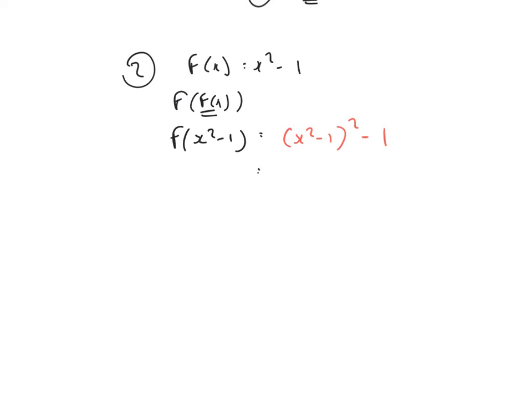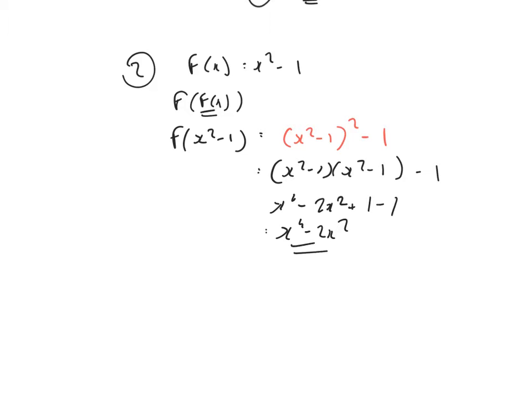Okay, and then I need to expand this out. So it's going to be (x squared minus 1) squared minus 1. So it's going to be x to the 4 minus 2x squared plus 1, minus 1 will give me x to the 4 minus 2x squared, which is option D.